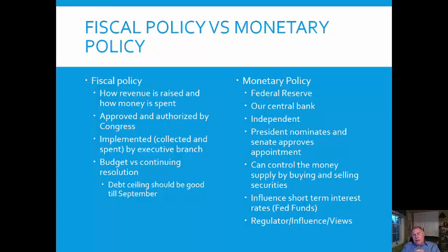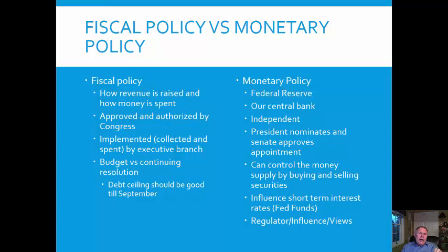Monetary policy is controlled in the U.S. by the Federal Reserve. It's our central bank. It's independent. The president nominates and the Senate approves appointment for a set term. They can't be removed. And what they do is control the money supply by buying and selling securities. They influence short-term rates, and they're a regulator with influence and views. But a lot of it is by buying and selling securities in short-term rates.